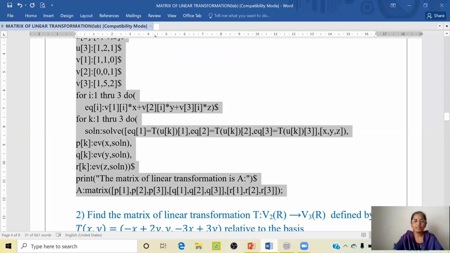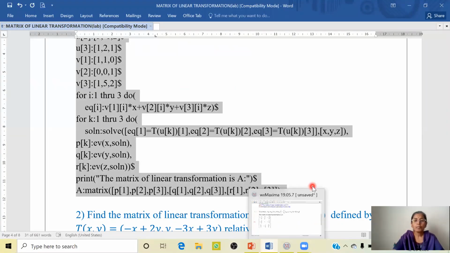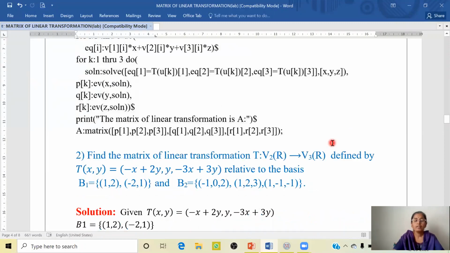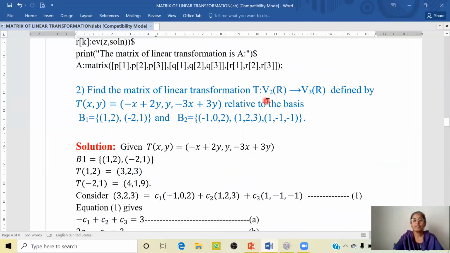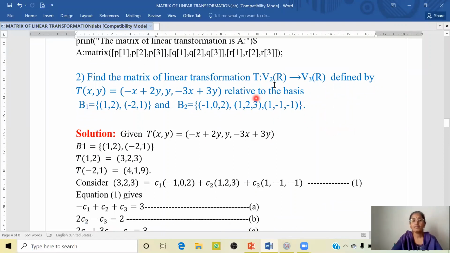In the previous problem, we saw that the linear transformation was from a 3-dimension to 3-dimension, whereas here the linear transformation given is from V2R to V3R. Therefore, V2R is a vector space of dimension 2 and V3R is a vector space of dimension 3. So here, while putting in the Maxima code, there will be some changes. Let us see what are all those changes.